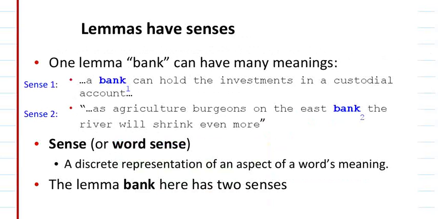A sense can be defined as a discrete representation of an aspect of a word's meaning. In this particular example, the lemma bank has two senses. As an example of each sense, sense 1 is: a bank can hold the investments in a custodial account, and sense 2 is: as agriculture burgeons on the east bank, the river will shrink even more. Instead of saying meaning, we can term these two differences as senses, because a sense has something more in its definition than just the meaning.